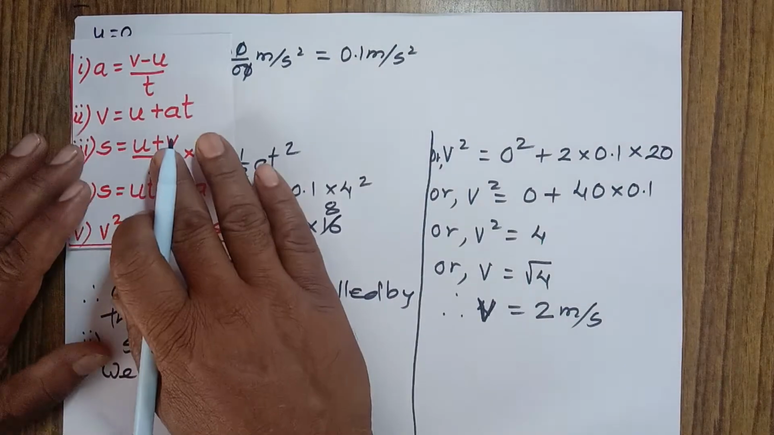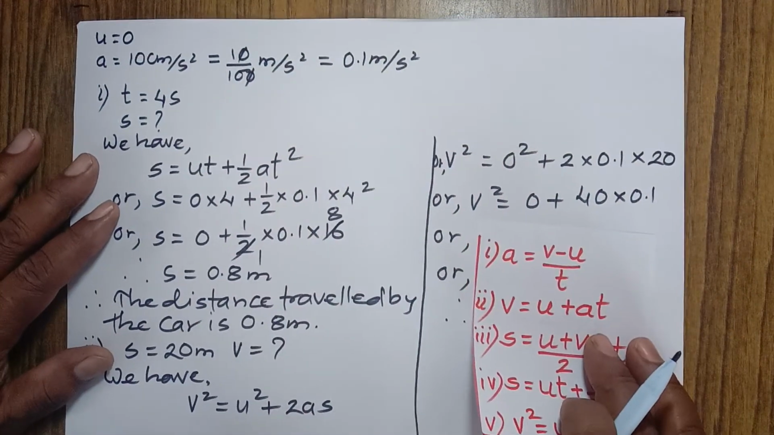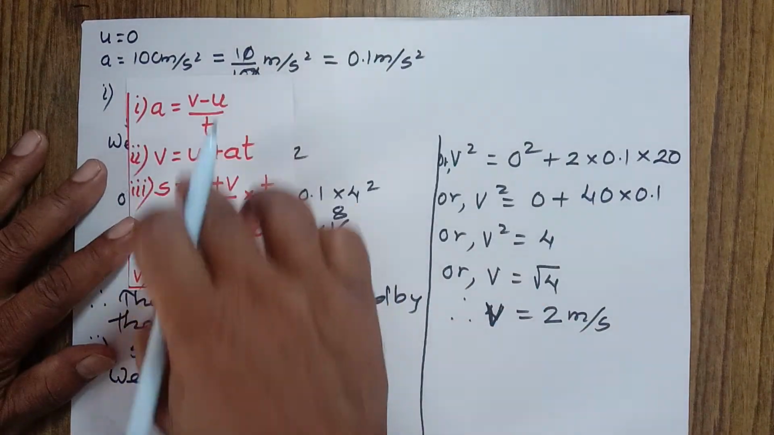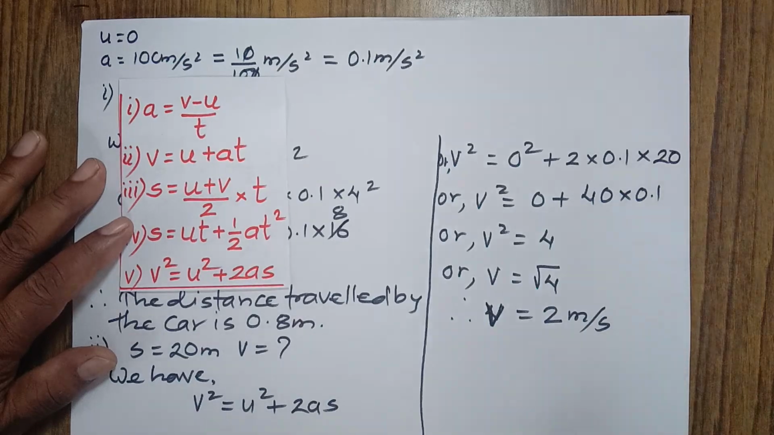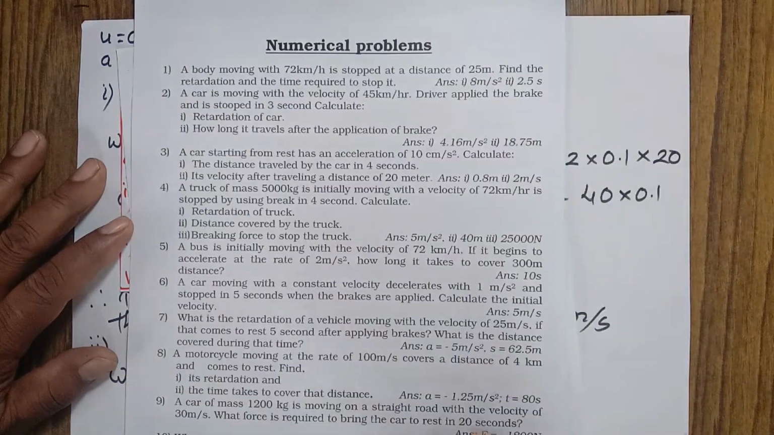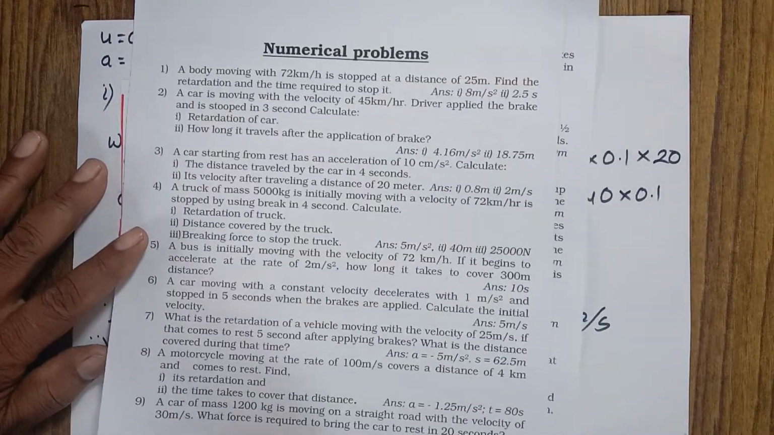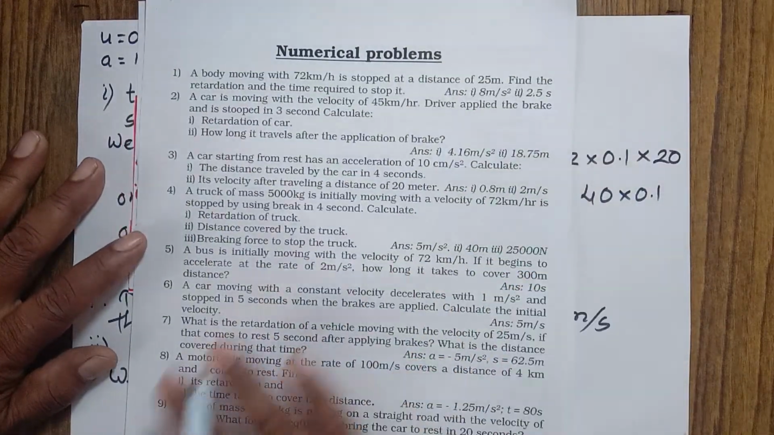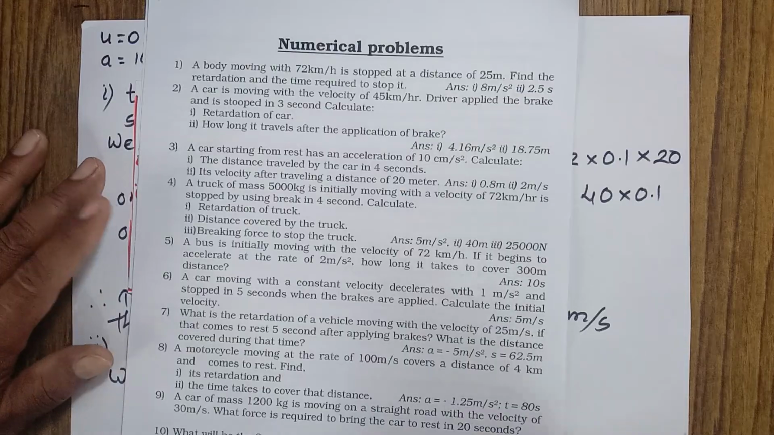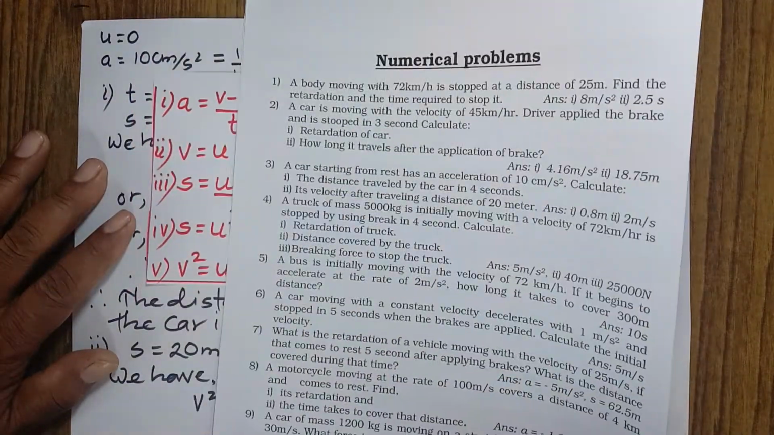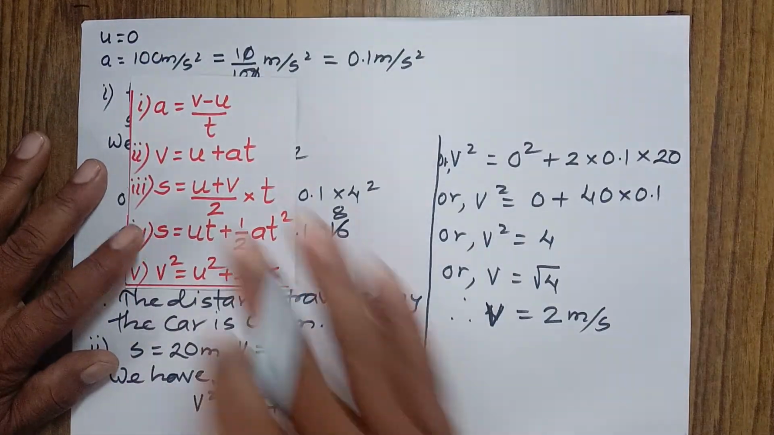This way we can select a particular equation to solve a particular numerical problem. We are continuing this numerical problem. If there are similar numerical problems, we'll skip out from similar problems. Otherwise, we'll solve many numerical problems as far as possible.